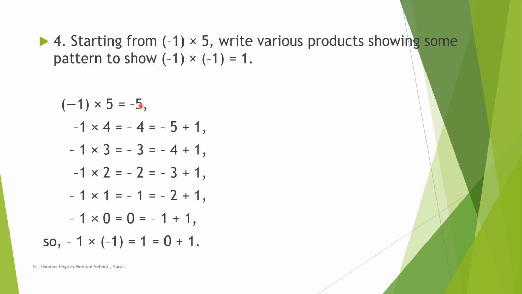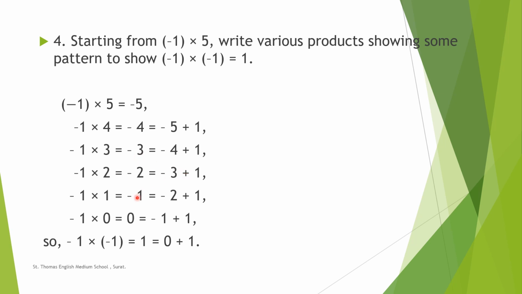Minus 4 we can write minus 5 plus 1. Right? The next one, after 4: minus 1 multiplied by 3, that is minus 3. This minus 3 we can write minus 4 plus 1. So you can see the pattern. Here minus 5 plus 1. Here minus 4 plus 1. Next one, minus 1 multiplied by 2, that is minus 2. And minus 2 we can write minus 3 plus 1.